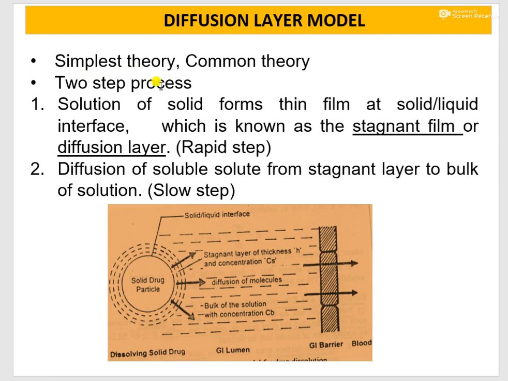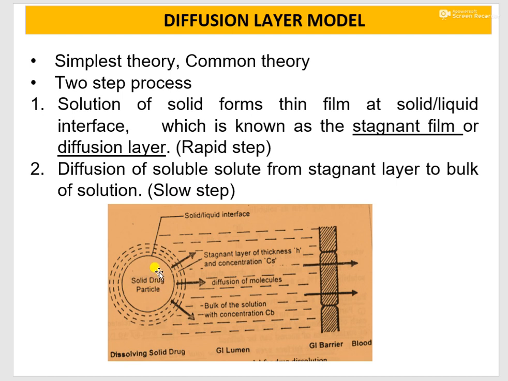It is a two-step process where there is a formation of a stagnant film and this step is very rapid, and this film is formed at the solid liquid interface. Once the stagnant film is formed, the drug will diffuse from the stagnant layer to the bulk of solution. The second step, that is diffusion of soluble solute from the stagnant layer to the bulk of the solution, is a very slow step. Now these two steps we will understand diagrammatically.